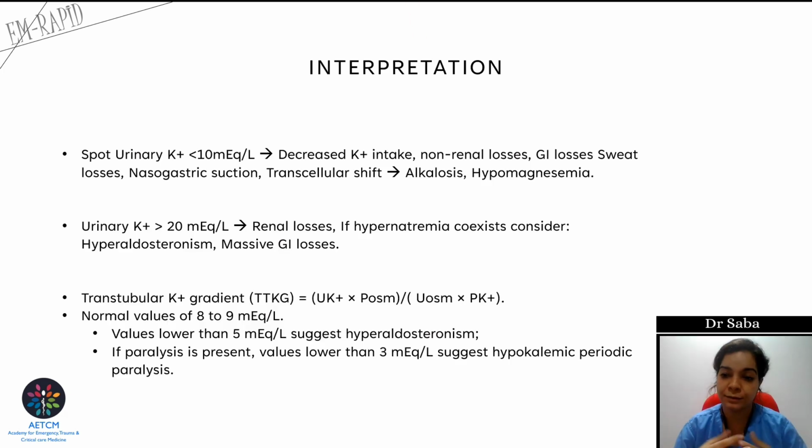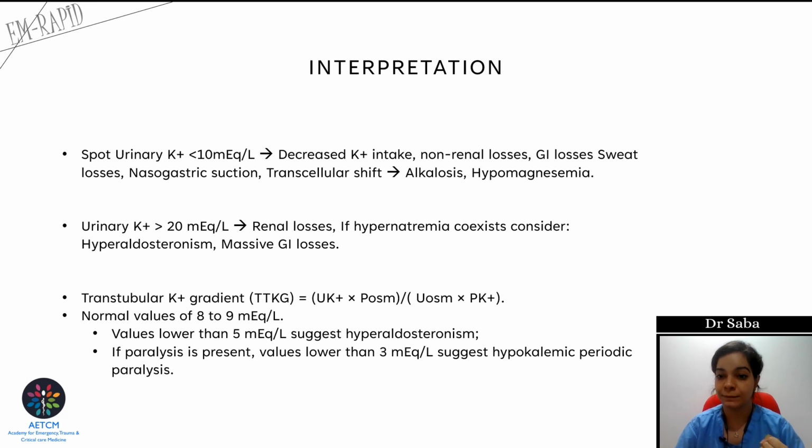Now, when we look into the etiology of hypokalemia, as to why the patient ended up with it, and if it is not very apparent from the history, then we collect the urine sample to find out the potassium level in the urine before we start with potassium correction. Now, if spot urinary potassium is less than 10 milliequivalents per liter, then we can safely rule out renal loss as our etiology. Then it will point to the two other major headings, that is decreased potassium intake and transcellular shift, like because of alkalosis and hypomagnesemia.